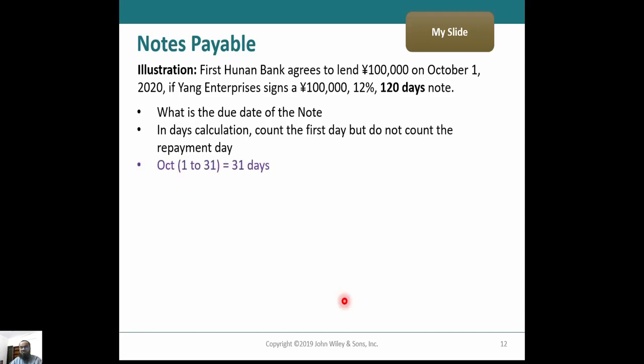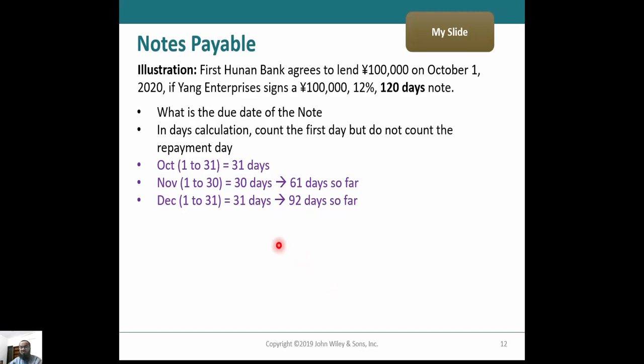So now let's calculate the date. Since October 1 has to be counted, it means there are 31 days by the night of October 31st, right? 30 days for November, so a total of 61 days at the November end. On December 31st, end of the day, again 31 days for December. So by December 31st, the note has been accrued for 92 days, right?